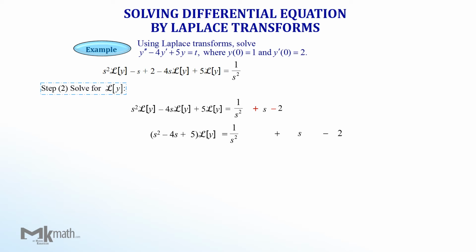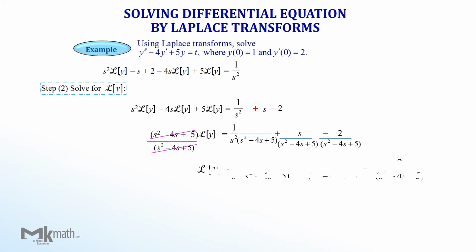To isolate the Laplace of y, we divide each term by the factor s squared minus 4s plus 5. Then cancelling the two factors to get Laplace of y equals 1 over s squared times (s squared minus 4s plus 5), plus s over s squared minus 4s plus 5, minus 2 over s squared minus 4s plus 5.